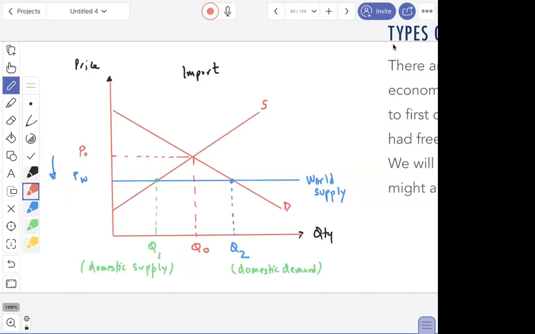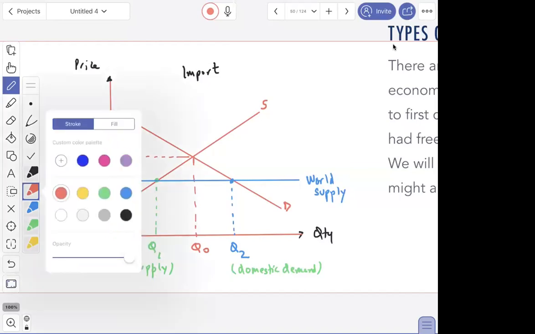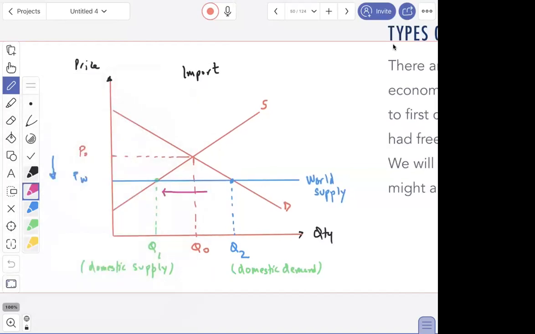Anyone who can tell me what the difference between domestic demand and supply will be? Anyone who can write that? Or let me tell you guys, the difference between domestic demand and supply will be the level of imports. Did you guys get that?